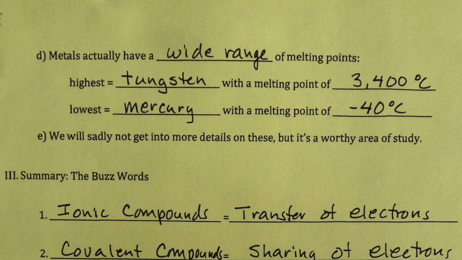I chose tin because it was dramatic for the video, but if I had chosen tungsten, there's no way that my little Bunsen burner would have melted it. It has to get up to 3,400 degrees Celsius to be able to be melted. And mercury, well, mercury is already a liquid at room temperature. It has a melting point of -40. So metals have melting points anywhere between those two ranges. And as it says, we won't get into more details, but it's a great area to study. So I would recommend that you do that if you have a chance.